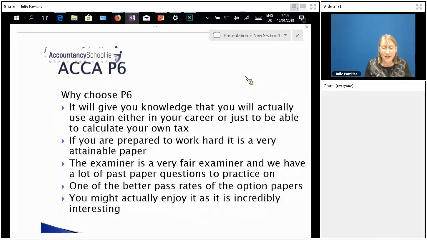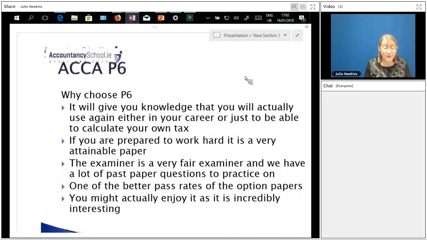Or you might be in practice, obviously, and you might be doing the tax of your clients. So P6 is a really good paper, and it is something that you will use again and again in real life. If you are prepared to work hard, it is definitely a very attainable paper. The examiner that we have at the moment is a very fair examiner, and we have a lot of past paper questions to practice on.